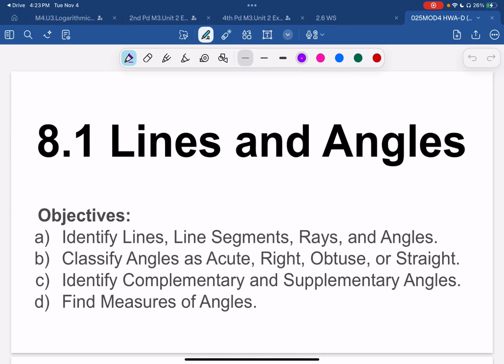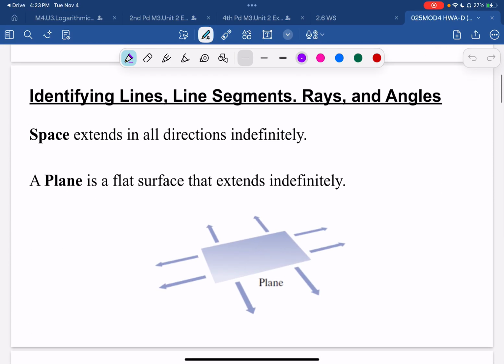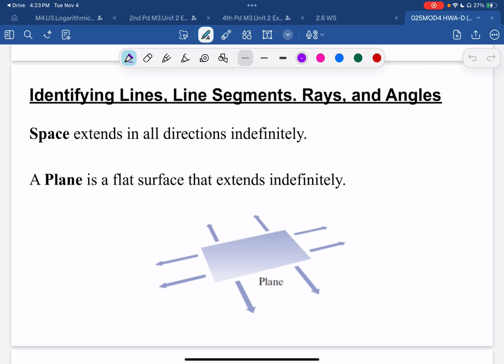This video introduces you to lines and angles. So we're going to look at a few different things. We're going to identify some lines, some angles. We're going to classify them. We're going to look at finding some different measures. So we're going to start by looking at a couple of vocabulary terms.